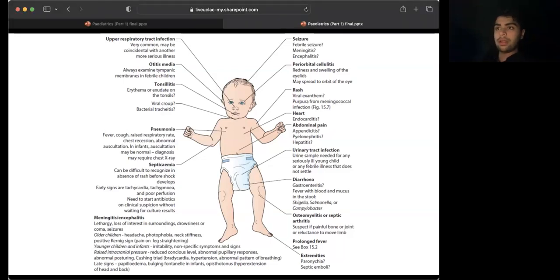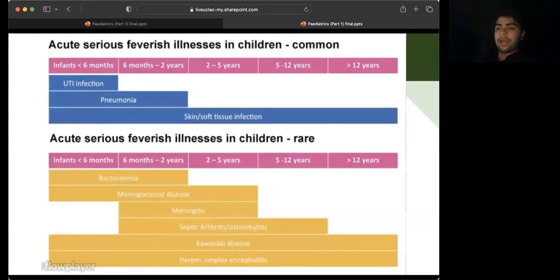We can go to the next slide. What this diagram is trying to show is, out of all the serious feverish illnesses in children, which of those serious illnesses are more common and which are quite rare. The serious ones to know about are UTI, pneumonia, and the skin and soft tissue infections, because these are quite common and can be quite serious in children. And then the really rare ones are here at the bottom: meningococcal disease, meningitis, septic arthritis, and Kawasaki. But they do come up quite often in exams, so it's worth knowing about them, of course. So we go to the next slide.